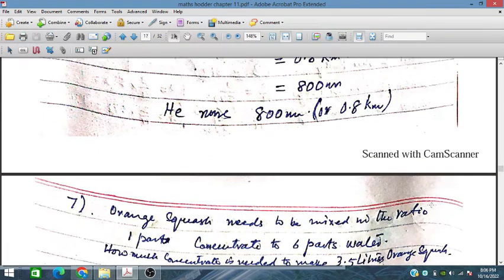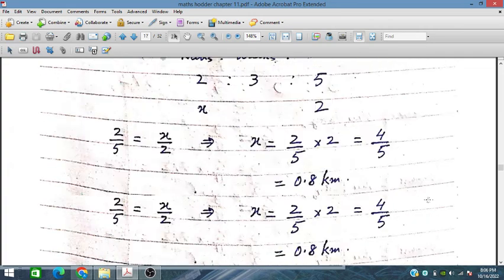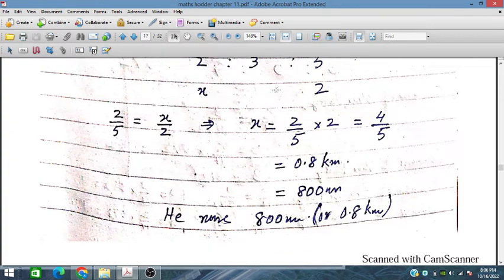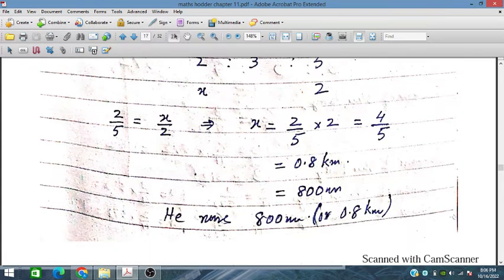Now the second part is that he walks. This is y by 2. Y by 2 is 3 by 5, and performing it in a similar way we get 1.2 kilometers.